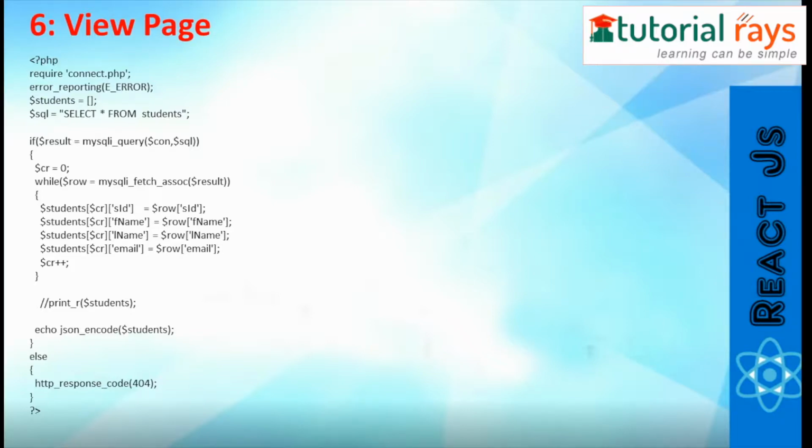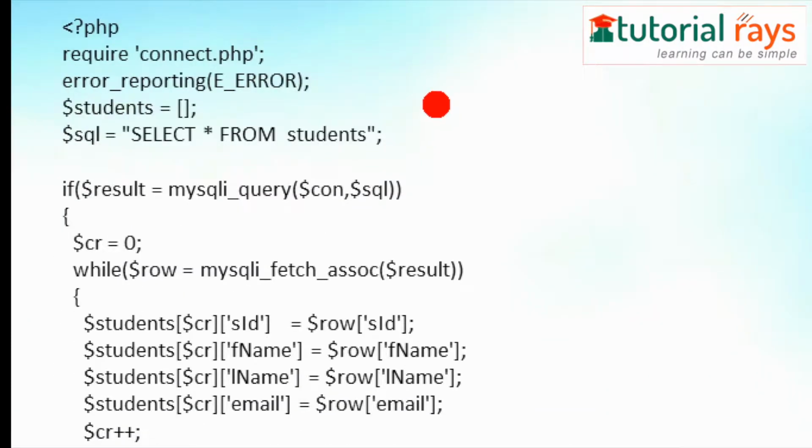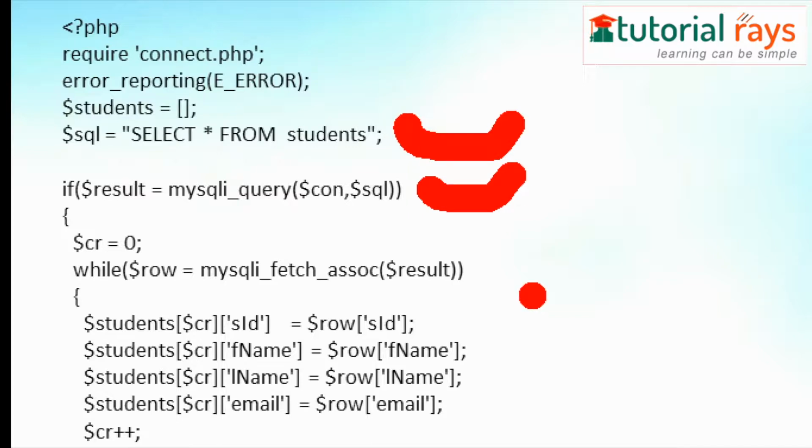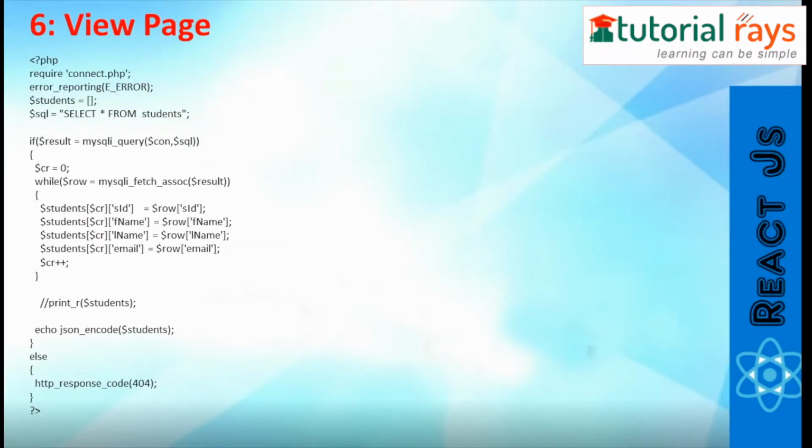So basically, this is the code where we will do select star from students, and then there is the MySQL query, and after that we will take the records one by one and return them from the database. So let's work with the practical thing.